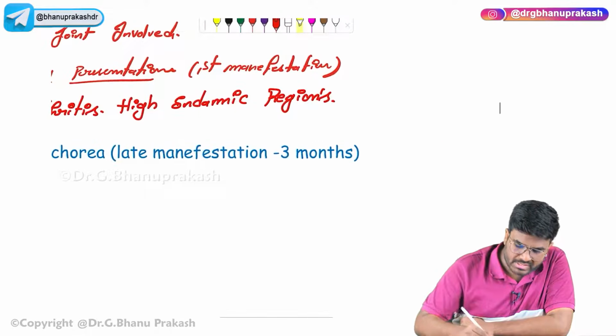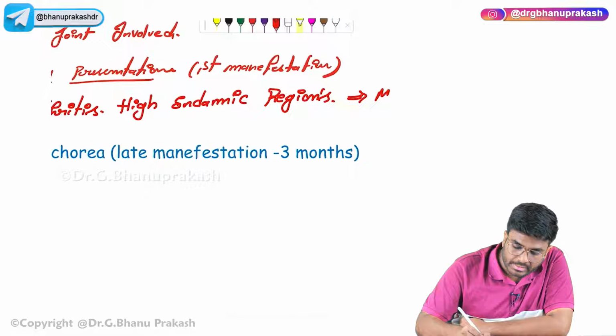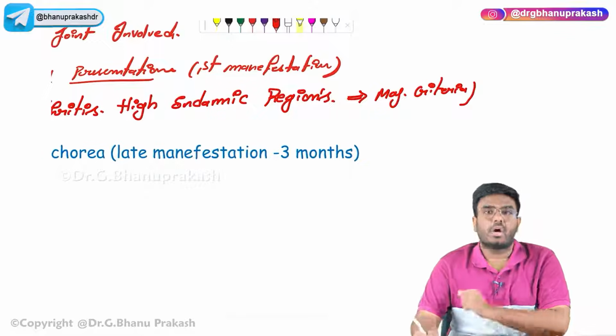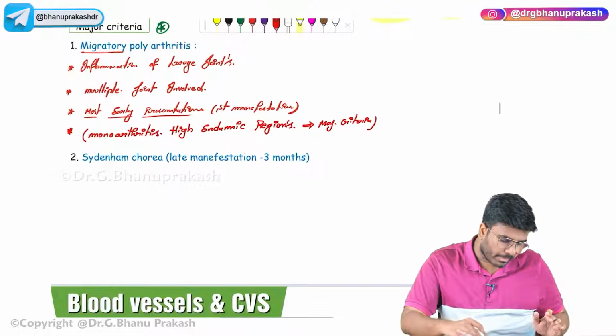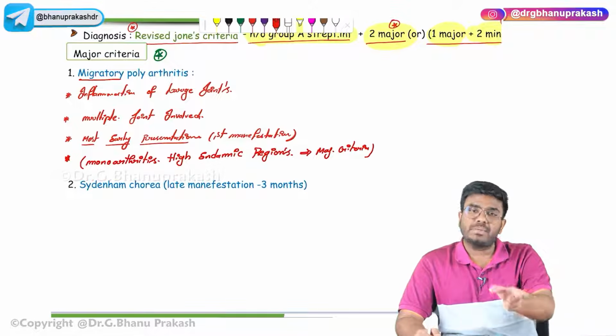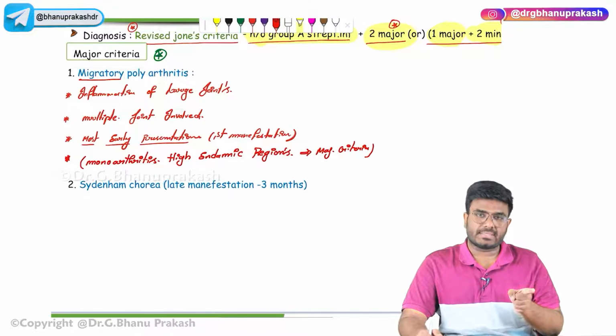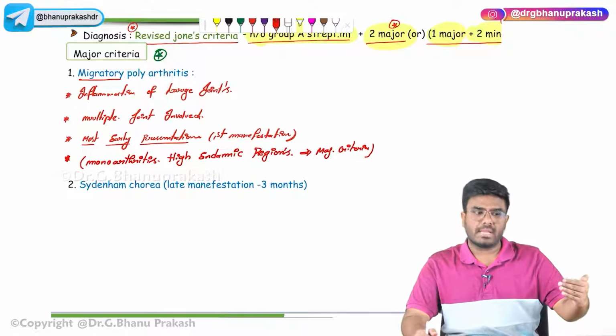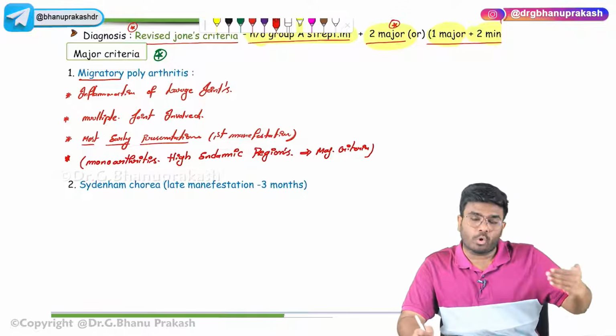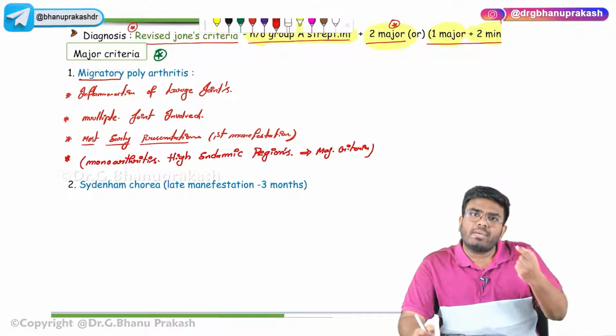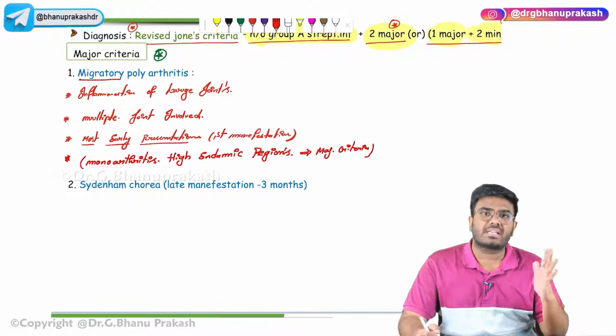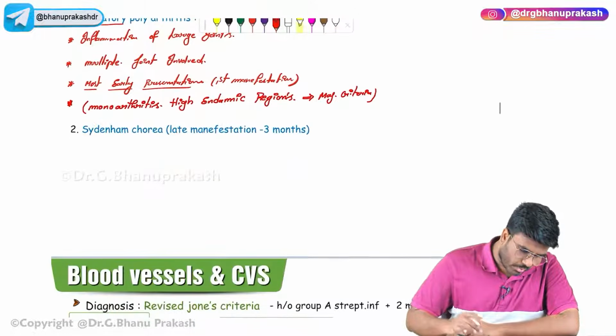Monoarthritis in high endemic regions can be considered as a major criteria. Okay. See, normally according to the major criteria, there should be migratory polyarthritis. But an exception is in high endemic areas, in developing countries where the cases of rheumatic fever are more. In such areas, even monoarthritis can be considered as a major criteria. Okay. So that's the important point which I want you to know.